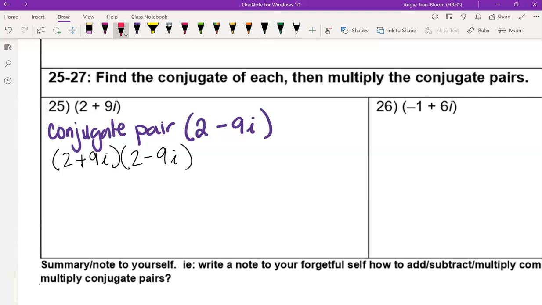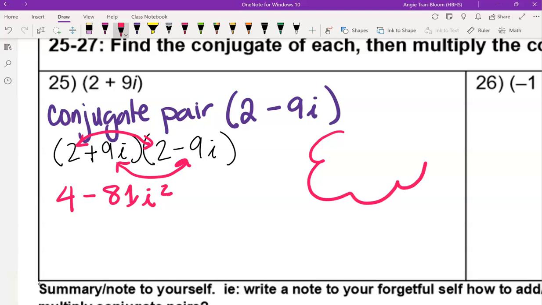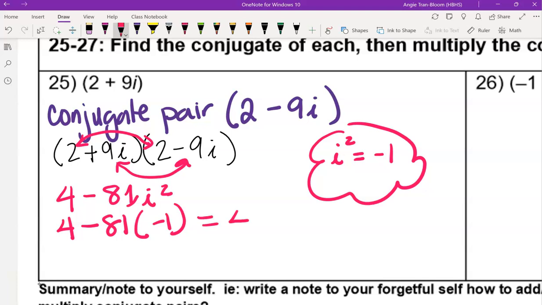Since they are conjugate pairs, students, we just have to multiply the first two and the last two, because the terms in the middle always cancel out. So 2 times 2 is 4. 9i times negative 9i is negative 81i squared. And remember, i squared, you must substitute with negative 1. So 4 minus 81 times negative 1, which is 4 plus 81, which final answer is going to be 85, and box it up.